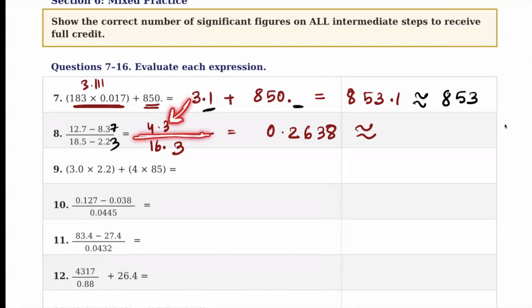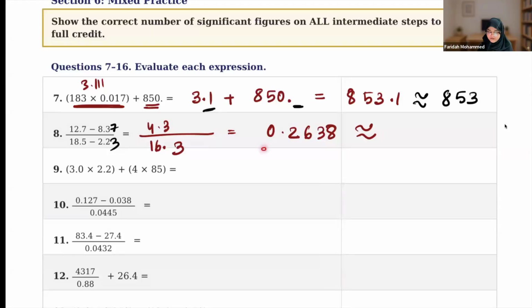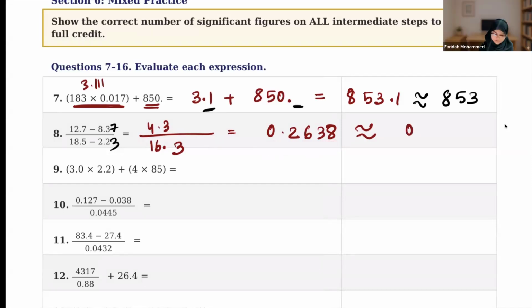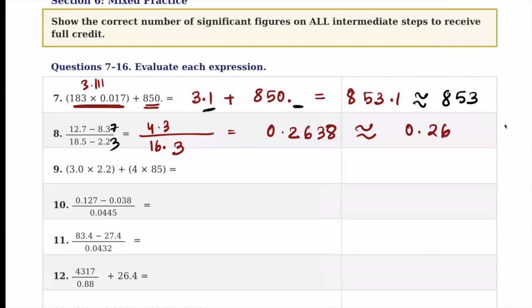Two. Yeah. When we divide or multiply, we look at the sigfigs, not the decimal place anymore. So this one has 2, this one has 3, so your answer will have 2 sigfigs. How do you round off to 2 significant figures? 0.26. Yeah, 0.26. Okay, guys, make sense?